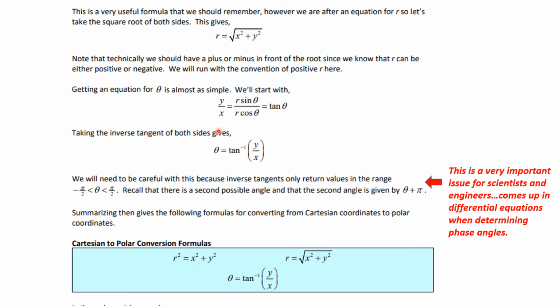Now, you do need to be careful with this because inverse tangents only return values in the range of minus pi over 2 to pi over 2. That would be the first and fourth quadrants. But there's a second possible angle that is possible when you get that, and the second angle is given by theta plus pi. Now, I am going to tell you right now, this is a very important issue for scientists and engineers.